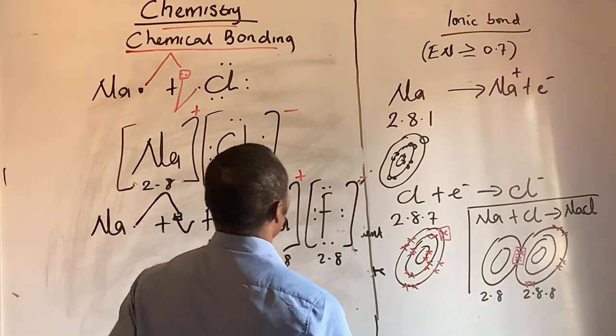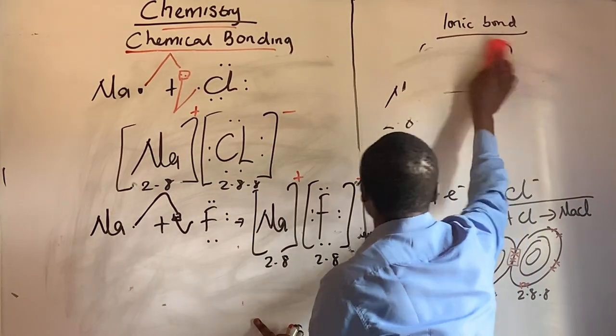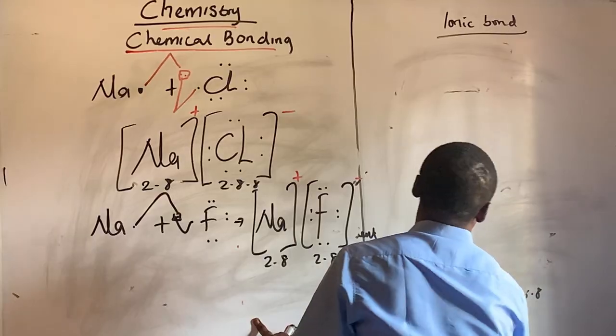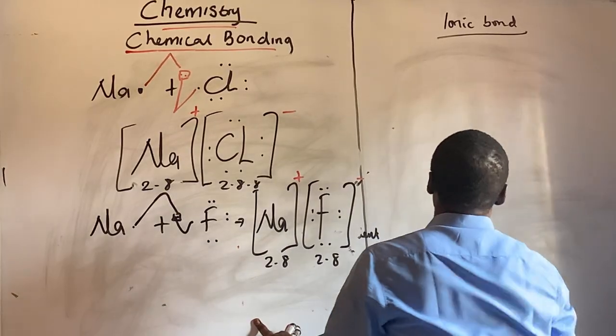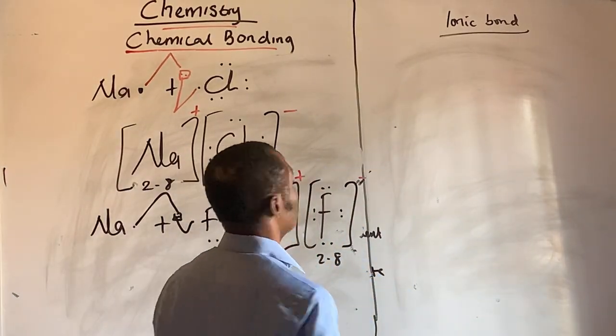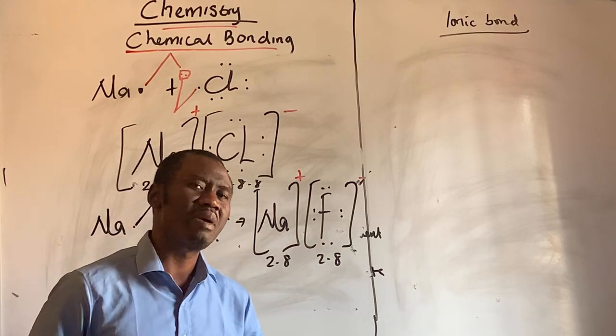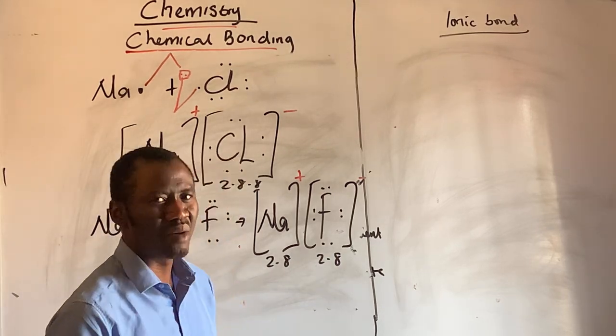Let's do another one, which will be the last one for ionic bonding. Every element wants to be stable. So just as you're watching the video, you also want to be stable. But you remember, you can't be stable without being born again.